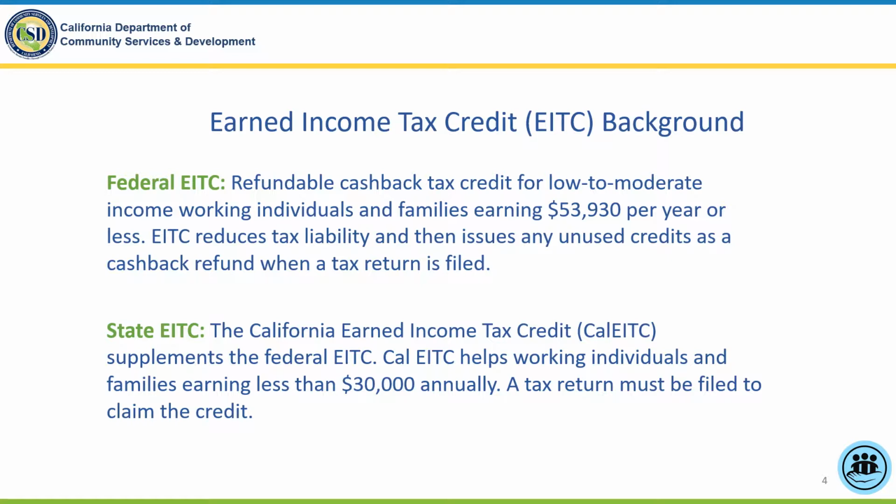Once again, this year, the Budget Act appropriated $10 million to the Franchise Tax Board to increase awareness of CalEITC and provide free tax preparation assistance. Of the amount appropriated, $5 million is designated for CalEITC education and outreach activities, and $5 million is designated to support free tax preparation assistance services.